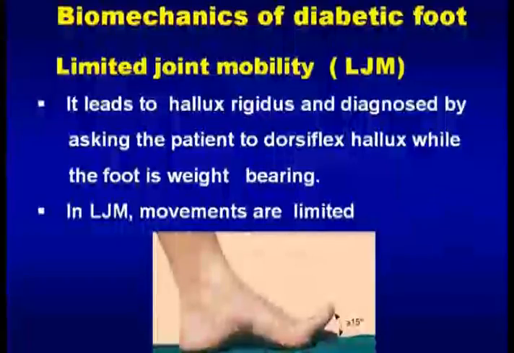Another aspect of long-term hyperglycemia is glycosylation of proteins, and that leads to limited joint mobility or LJM. And you will always find that it is very difficult to flex the great toe. We call it hallux rigidus. This is a normal movement. The great toe must dorsiflex. But patients with LJM have a rigid great toe, and that leads to a further increase in plantar pressure.